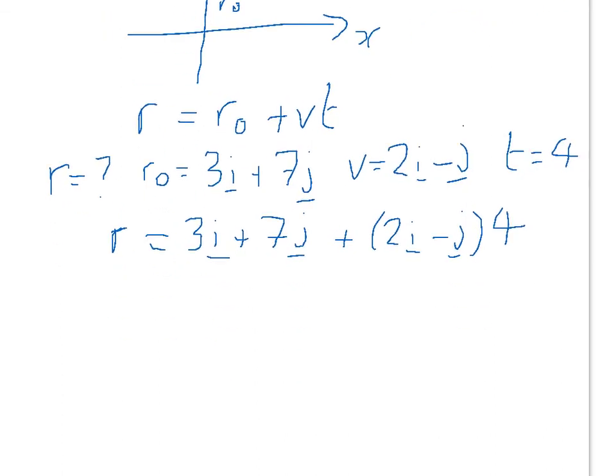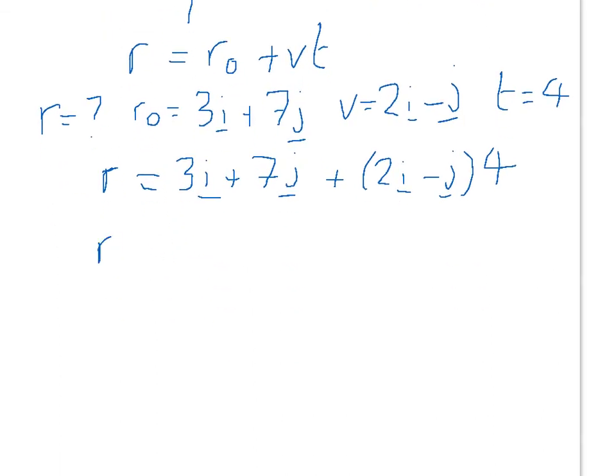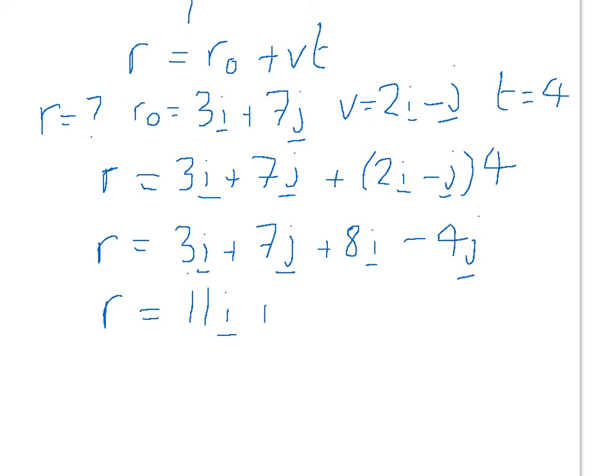Let's expand that bracket, and we get r equals still 3i plus 7j. 2 times 4 is 8i. 4 times j is minus 4j. Now, similar to collecting like terms, you can collect the i components together and you can collect the j components together. So if you do that, you end up with r is equal to 3i add 8i, which is 11i, and 7j minus 4j, which is 3j. And that's our new position vector.